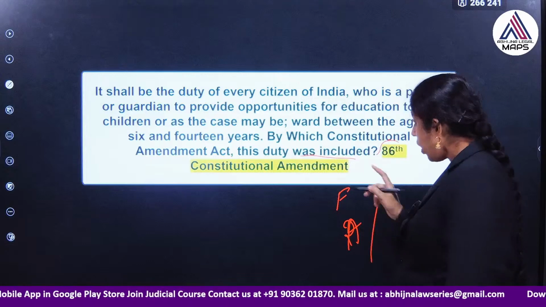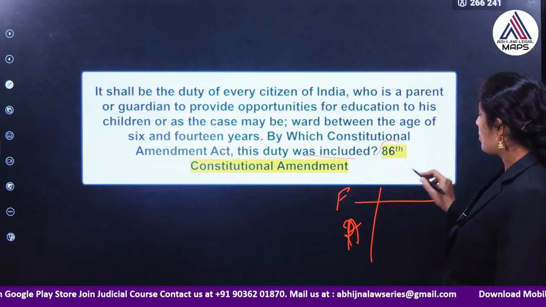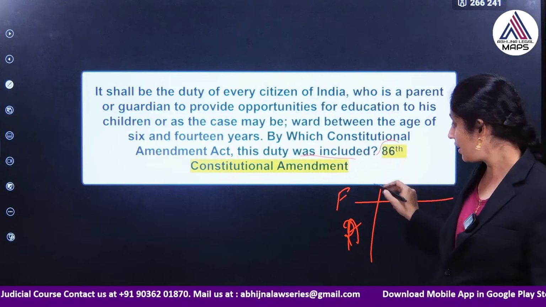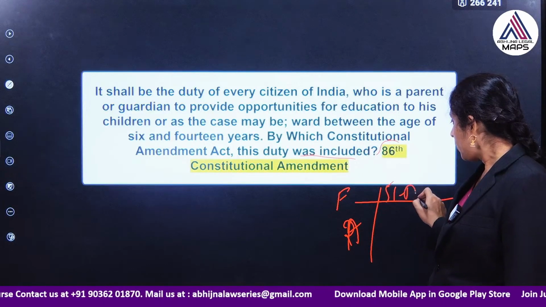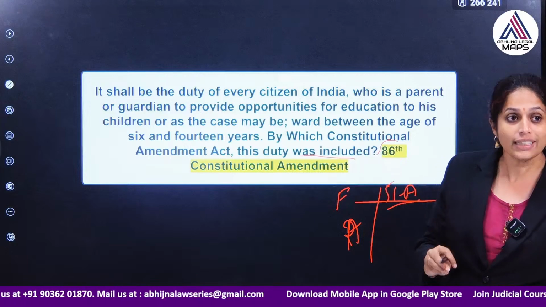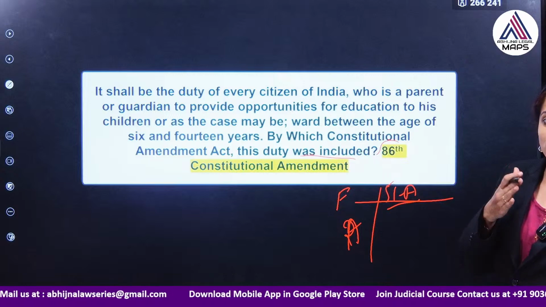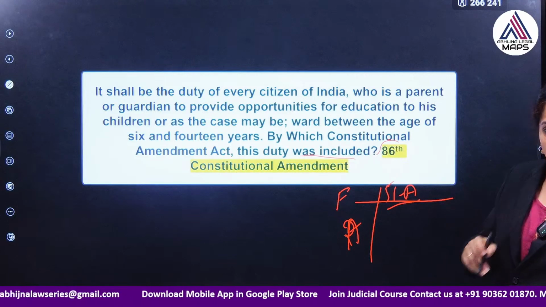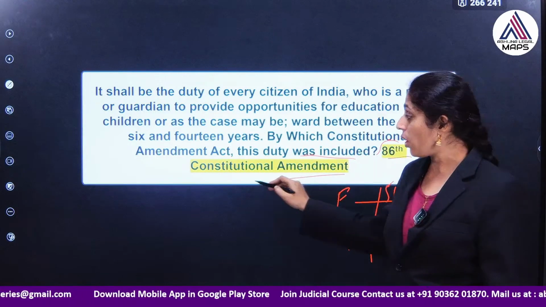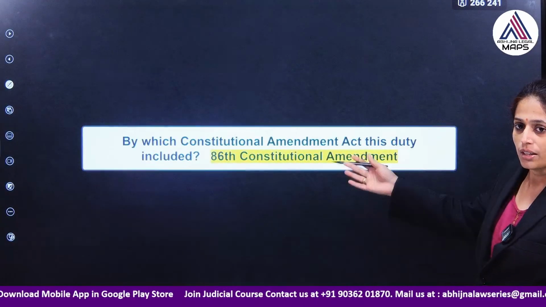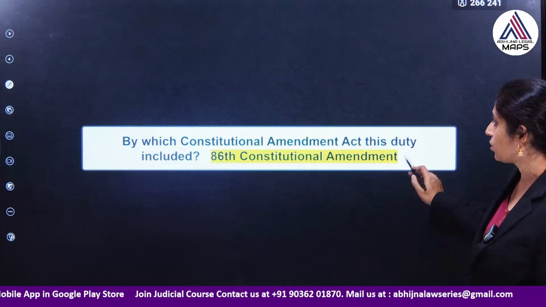And also in the case of fundamental duties, in Article 51A, it was said that it is the duty of the parents to provide education to children from the age of 6 to 14 years. So, the 86th Constitutional Amendment brought major changes regarding the right to education. Okay, this is the rule, 86th Constitutional Amendment.